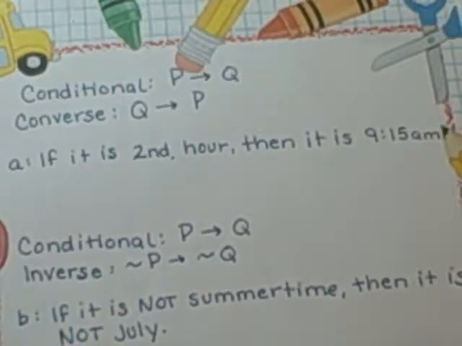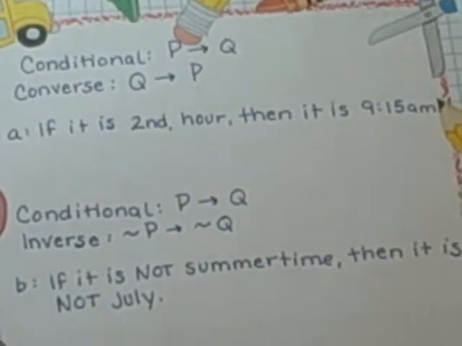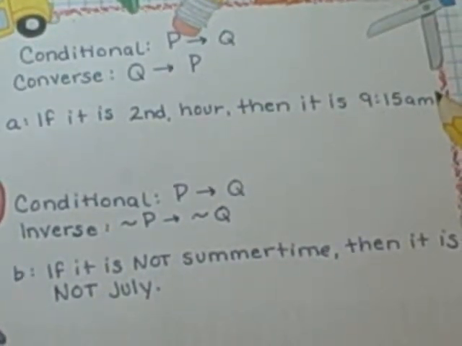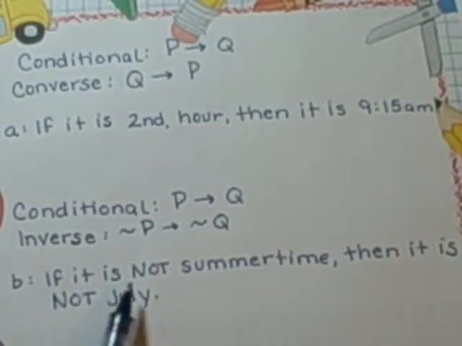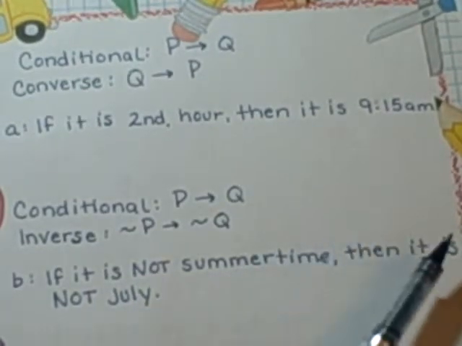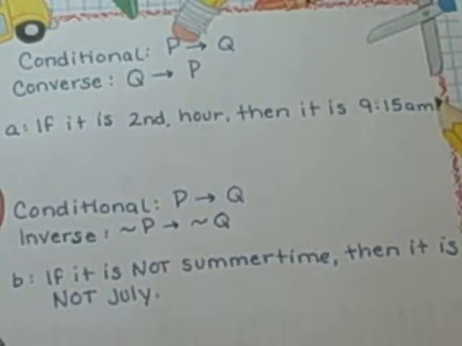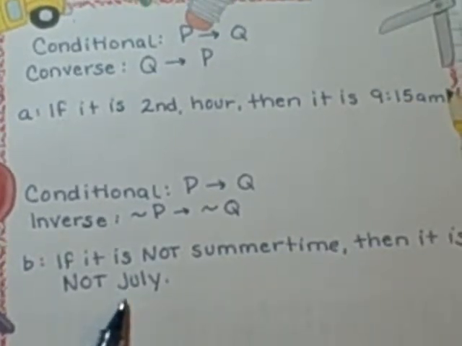Okay. So I kept the statement exactly the same. I just introduced the word "not" into the hypothesis and the conclusion. Now to decide if that's true or false, think about this. If it is not summertime, so think of a time that is not summertime, then it is not July. Is there any way it could be not summertime and still be July?